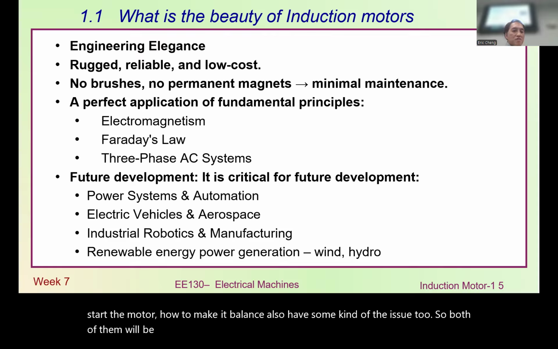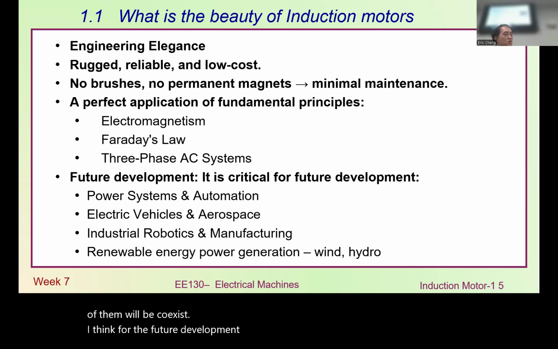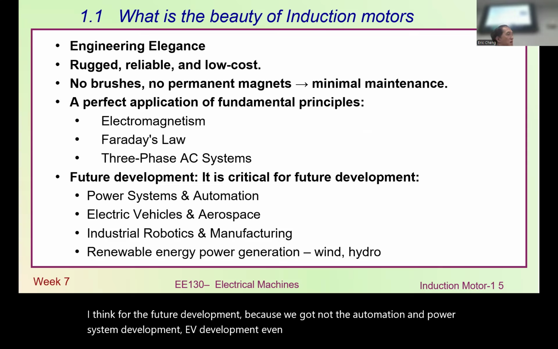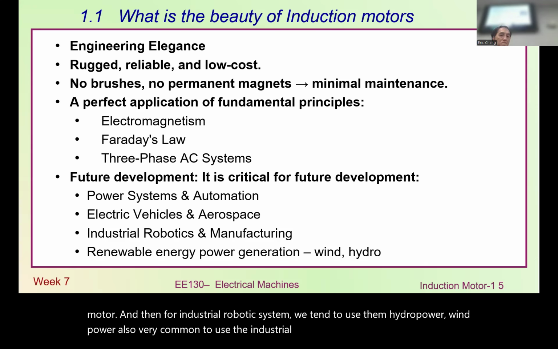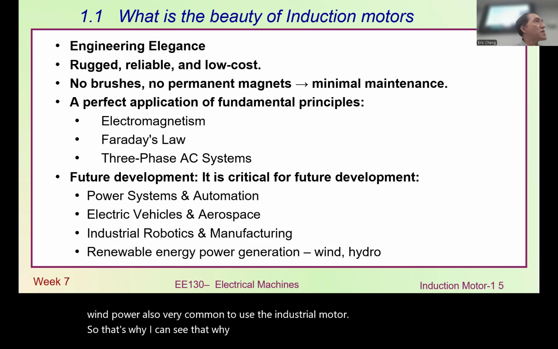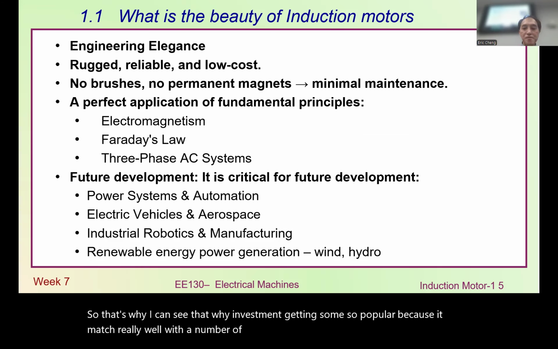I think for future development, because we have a lot of automation and power system development, EV development, even aerospace, we tend to use a lot of AC motor. And for industrial robotic systems, we tend to use them. Hydropower and wind power also commonly use the industrial motor. So that's why I can see why industrial motors are getting so popular, because they match really well with a number of applications.